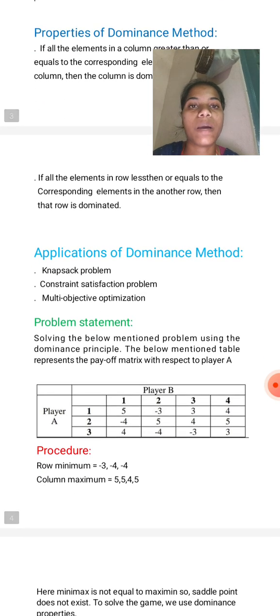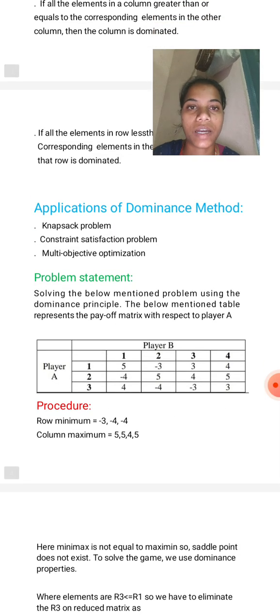When it comes to the applications of the dominance method, they include the knapsack problem, constraint satisfaction problem, and multi-objective optimization. These are some of the applications of the dominance method.